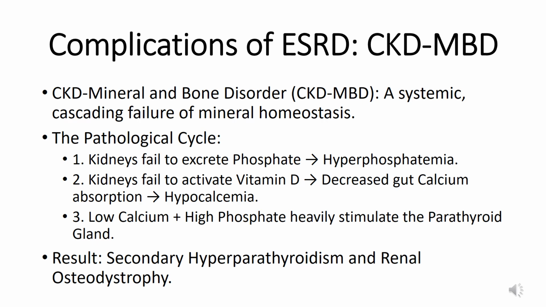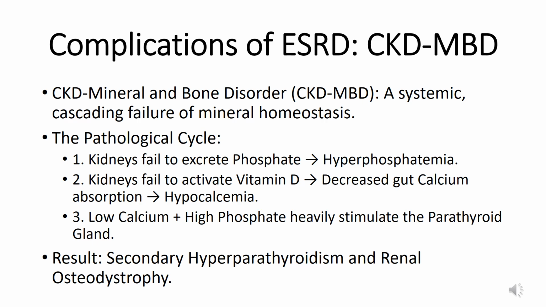At first, this is a compensatory response. The body is trying to restore calcium balance. Parathyroid hormone tries to increase calcium by pulling it from bones. It also tries to increase phosphate excretion. But in end-stage renal disease, the kidneys cannot respond properly. So the cycle continues unchecked.